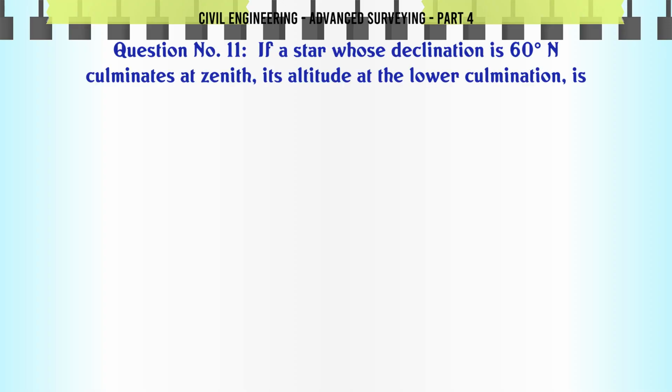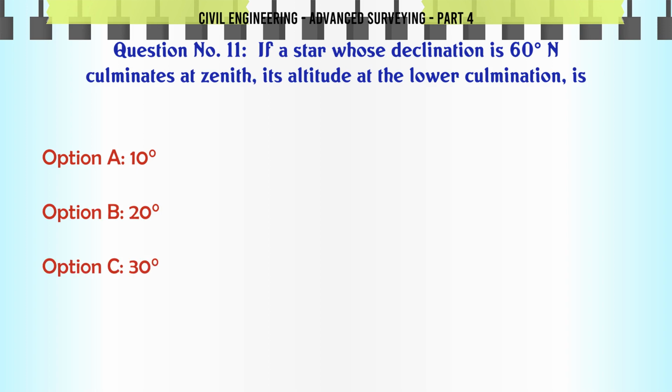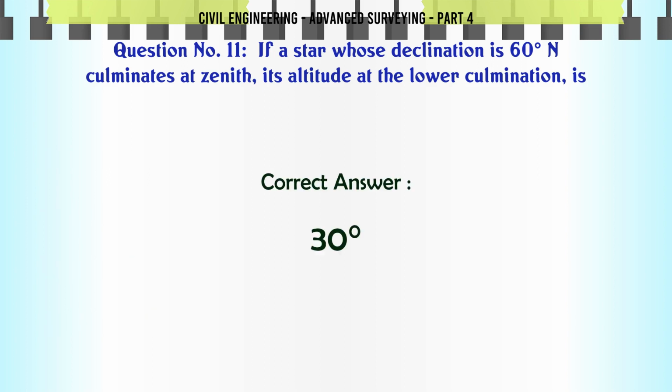If a star whose declination is 60° culminates at zenith, its altitude at the lower culmination is A. 10°, B. 20°, C. 30°, D. 40°. The correct answer is 30°.